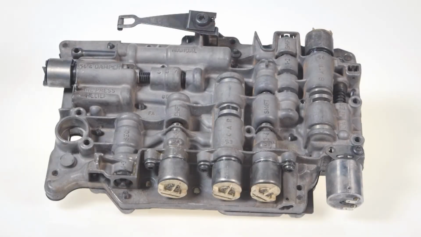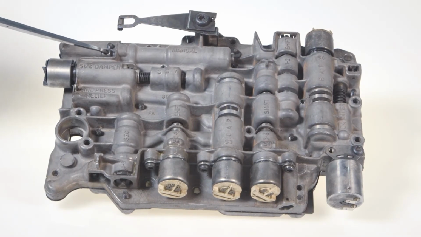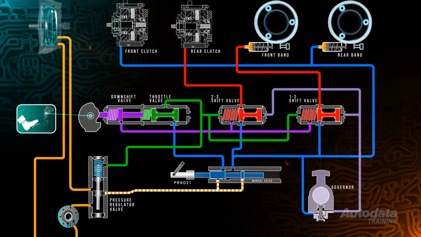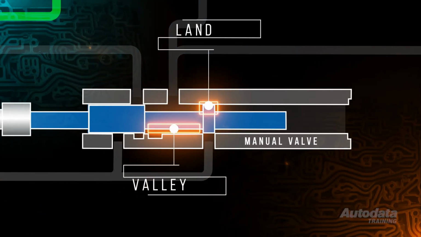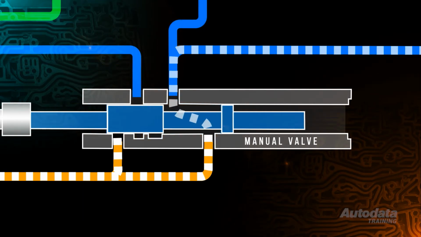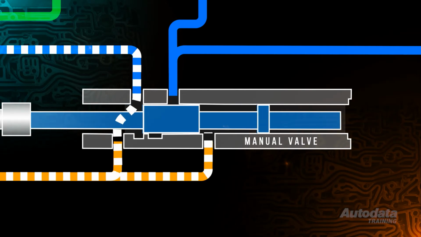One of the most important components housed in the valve body is the manual valve. Directly connected to the gear selector via a linkage or cable, it controls the flow of automatic transmission fluid to the passages within the hydraulic circuit. The manual valve is a spool type. It's machined with lands and valleys which control flow within the valve body. As it moves, it opens or closes ports directing the fluid to the correct circuit.